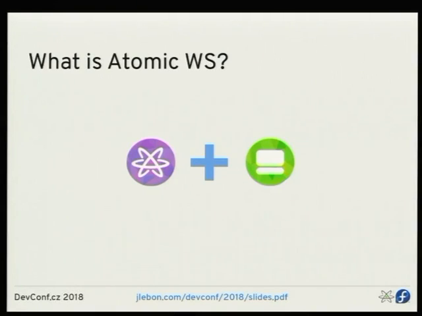So what is Atomic Workstation? It's basically a union of the Fedora Workstation Edition with the Project Atomic pattern. In other words, its goal is to address the same use cases that Workstation is designed to answer, but it brings the architecture improvements that the Project Atomic pattern provides. So what does that mean?